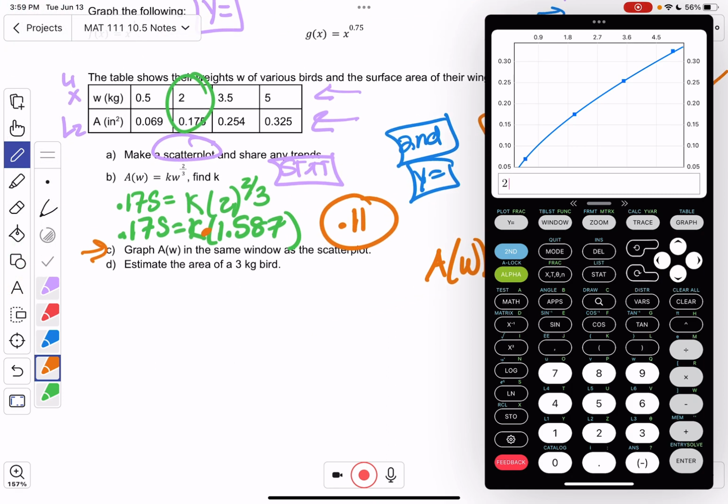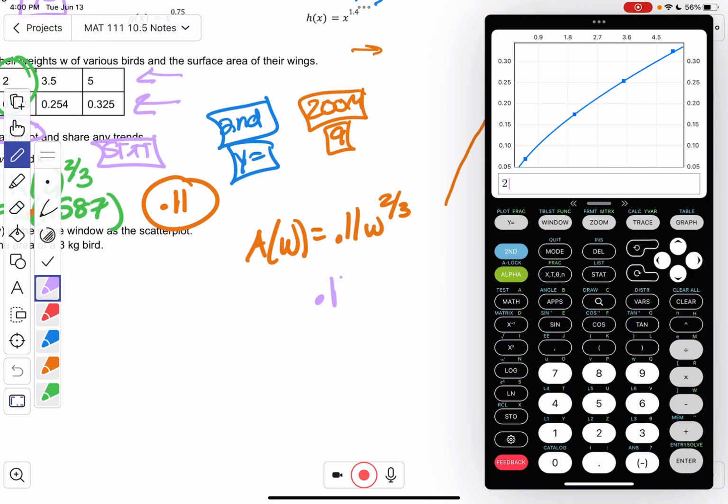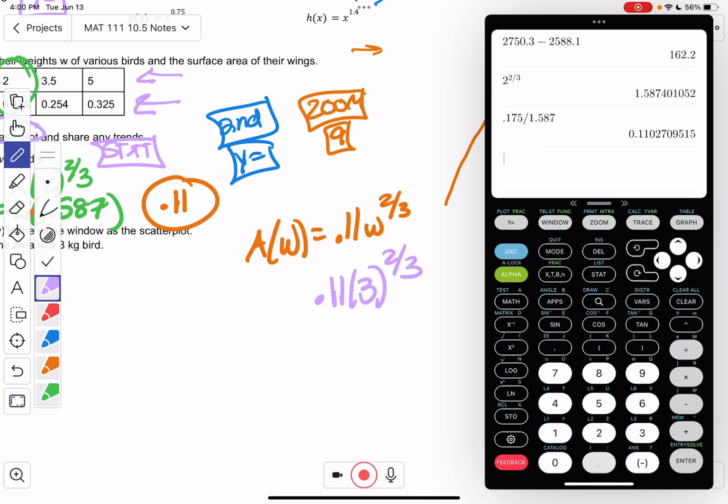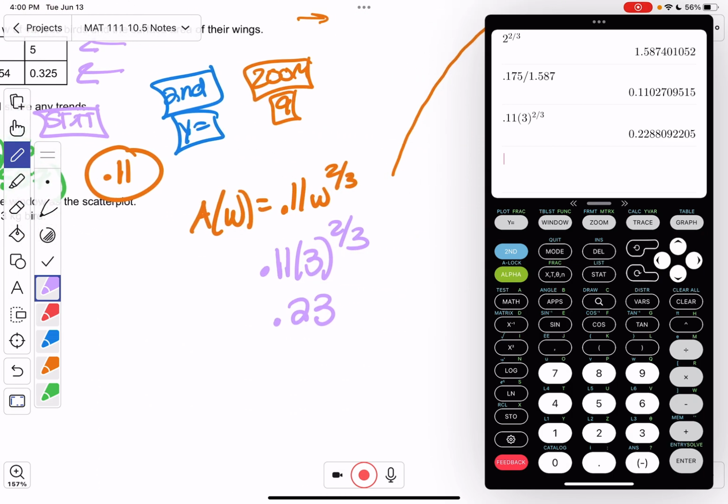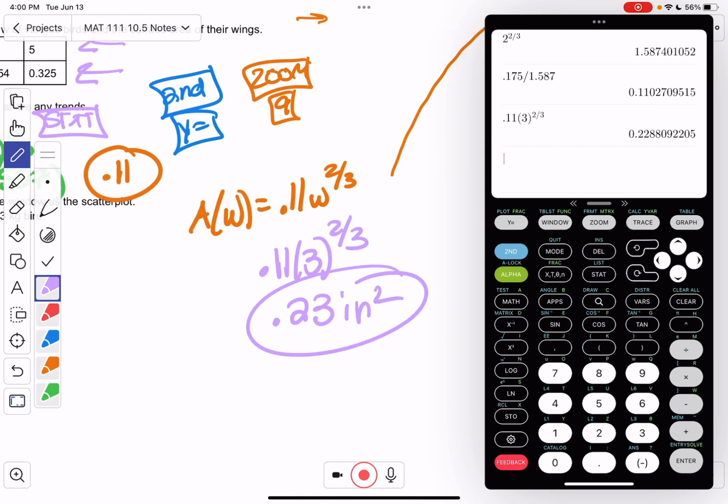Then estimate the area of a 3-kilogram bird. So that just means use the new equation, but plug in 3. So 0.11 times 3 caret 2/3. And we get about 0.23 square meters, surface area. So there we go. That is how you're going to see some radicals and powers in 10.5. Let me know if you have any questions.